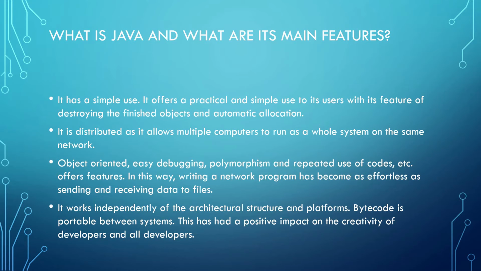What is Java and what are its main features? It has a simple use. It offers a practical and simple use to its users with its feature of destroying the finished object and automatic allocation. It is distributed as it allows multiple computers to run as a whole system on the same network.